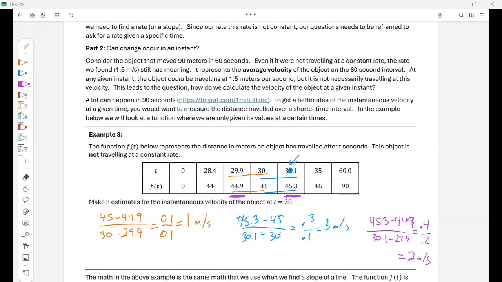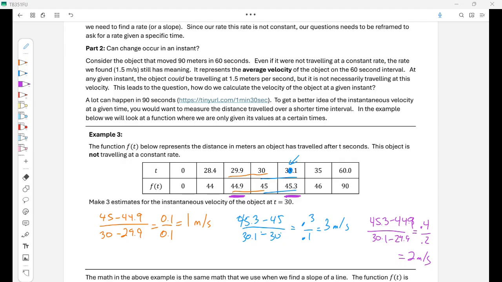So with my slight changes and my apologies for the unfixed typo, we come up with 3, again, kind of a constructed example here, but we come up with 3 different estimates for how fast this thing was moving at 30 seconds. 1 meter per second, 3 meters per second, 2 meters per second, right? Okay, cool. So again, the idea for this is to just give you a little bit of a flavor of what we're doing here. But again, we have 3 different answers.